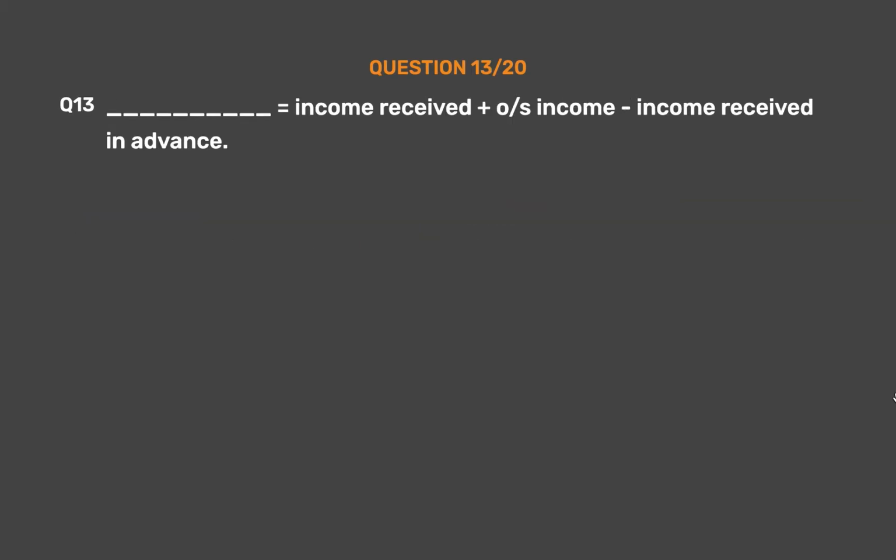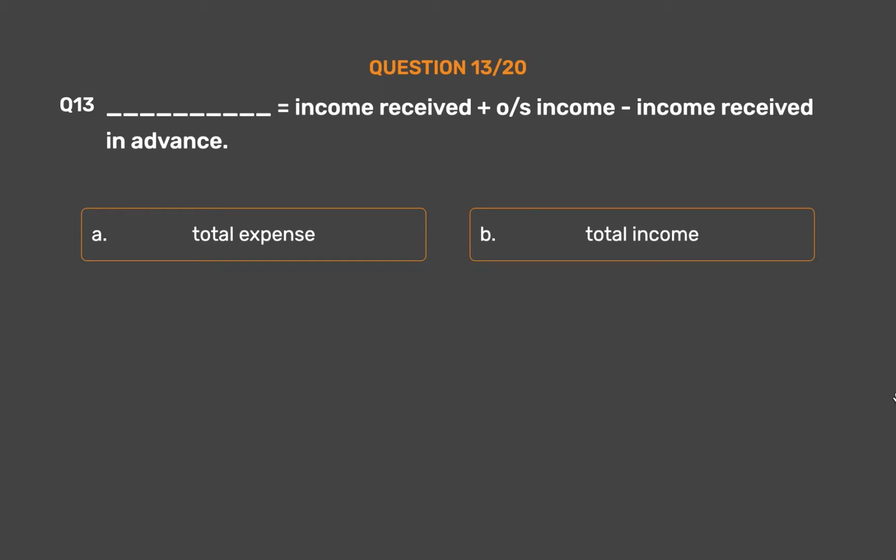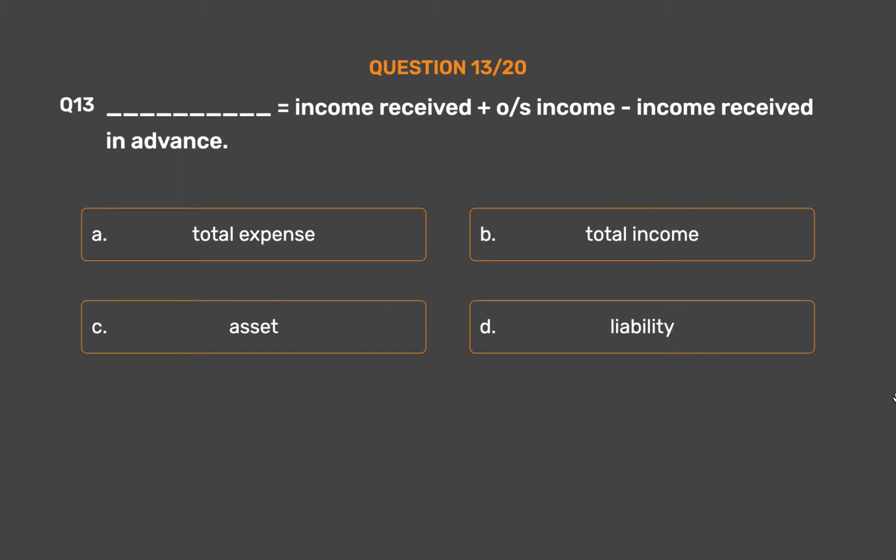Question number 13. Underscore equals income received plus outstanding income, income received in advance. Option A, total expense. Option B, total income. Option C, asset. Option D, liability. The correct answer is option B, total income.